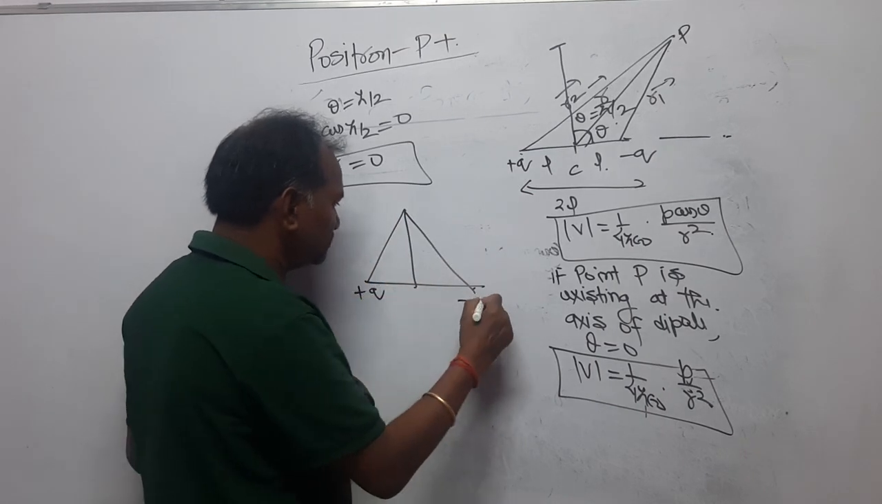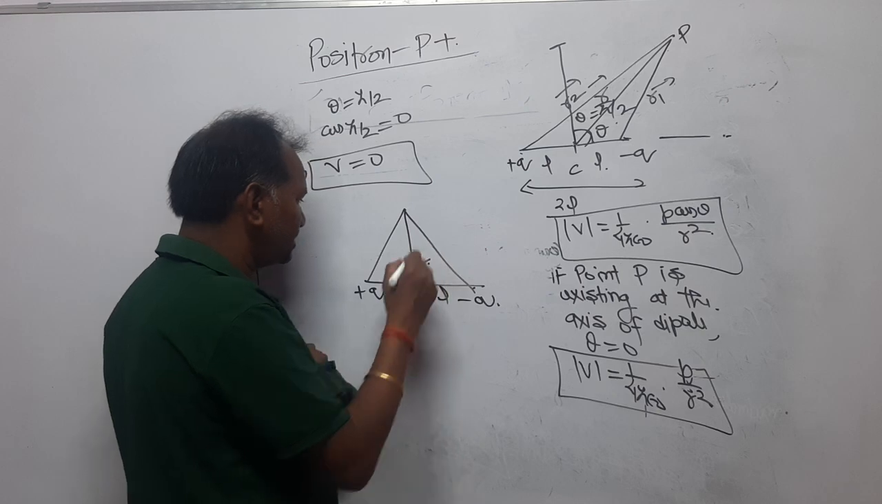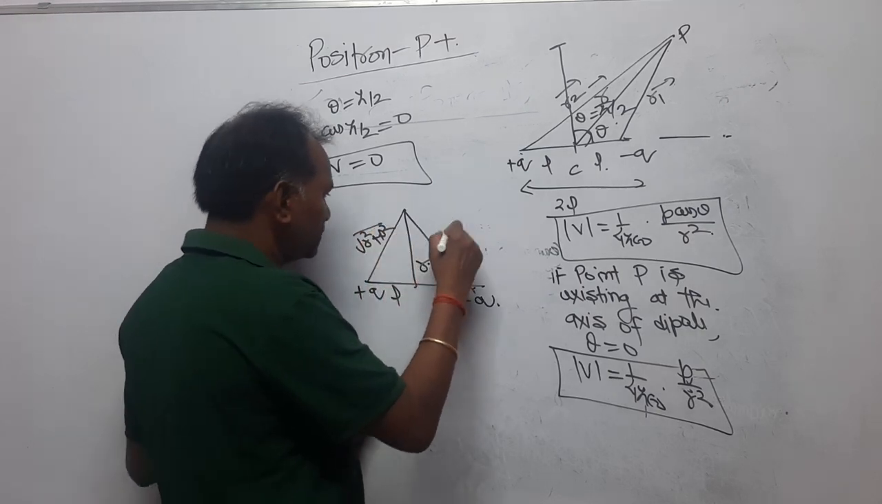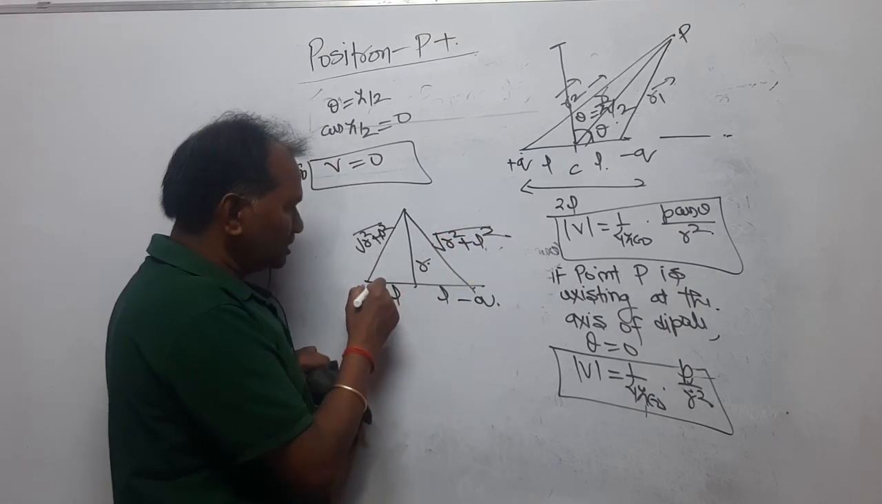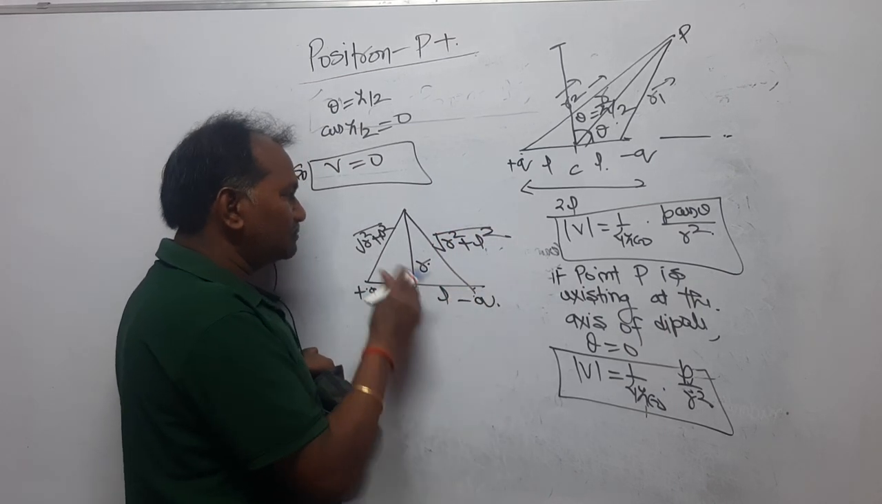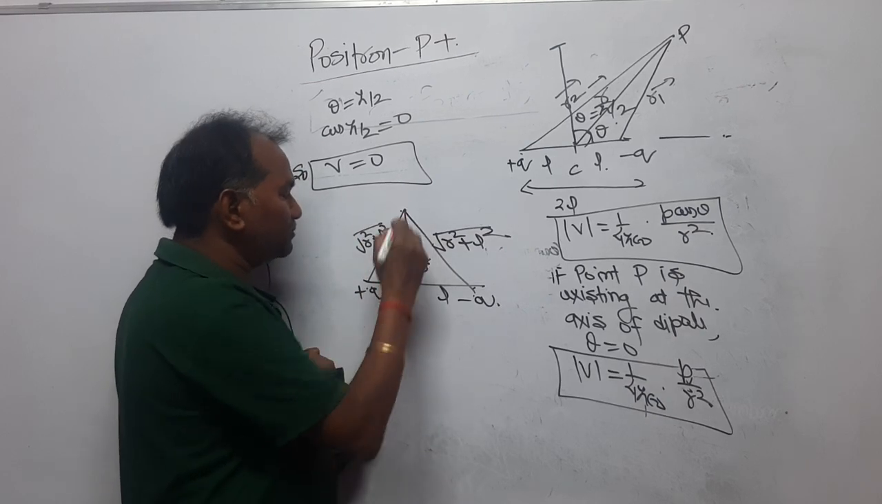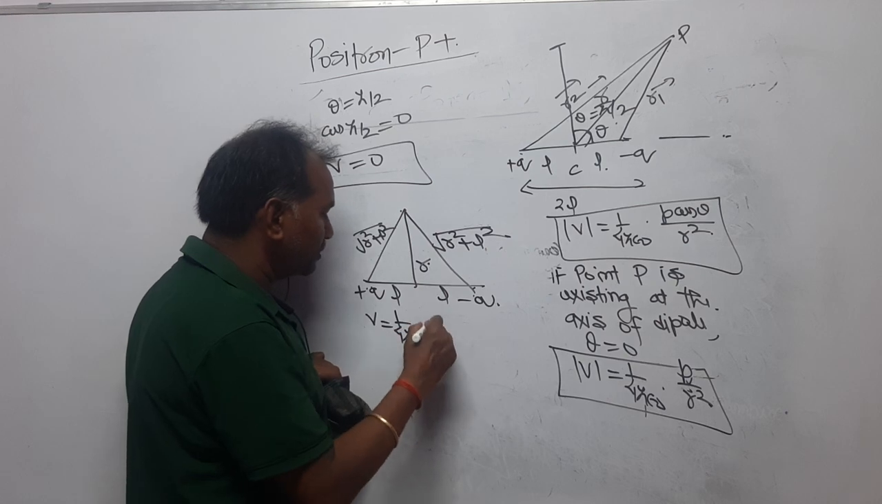This is plus Q, minus Q, right? This is L, this is L, this is R. Now it will be R square plus L square. This will also be R square plus L square, right? Now the charges are same, distance is same, and potential due to a point charge at a point is V equal to 1 upon 4 pi epsilon naught Q upon R.